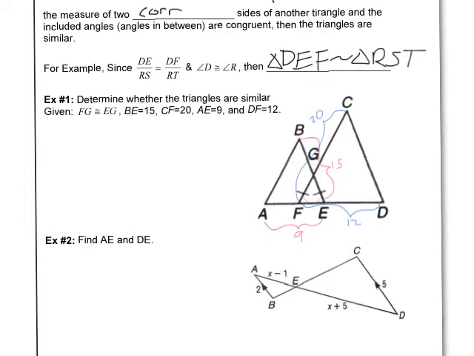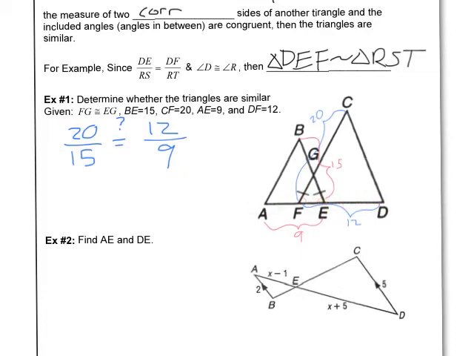So we need to see, is 20 over 15 the same thing as 12 over 9? And why did I set this up this way? Well, 20 is from the big triangle, and it looks like the corresponding side would be 15 in the smaller triangle. So I did 20 over 15. Since I did the bigger on top, I'm going to do the bigger on top over here, and I did 12 from the big triangle over 9.